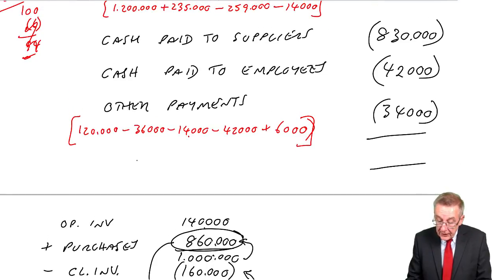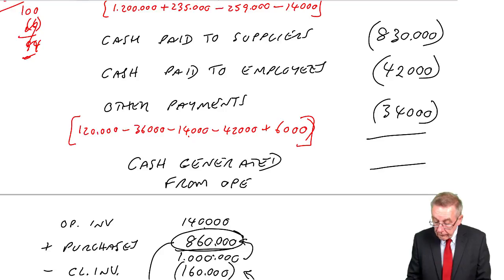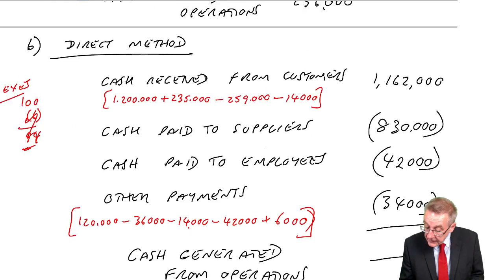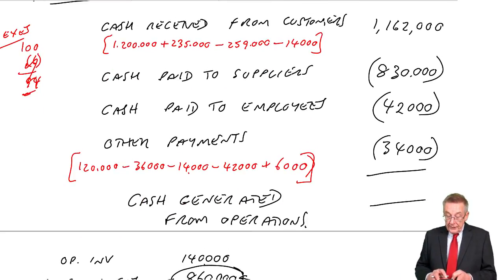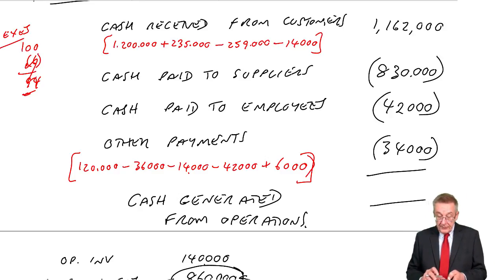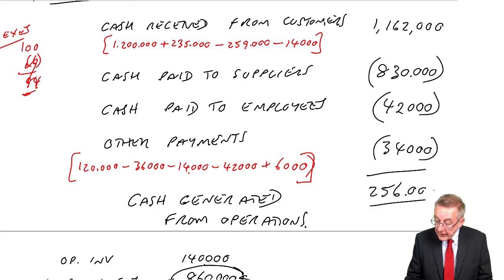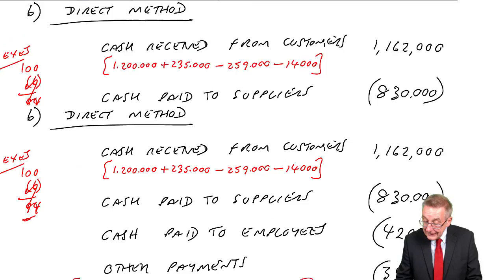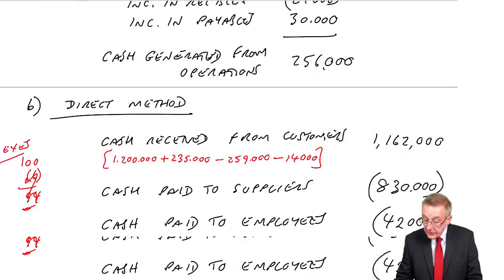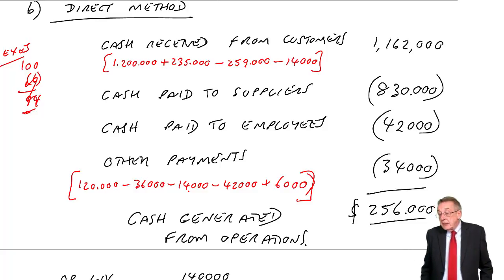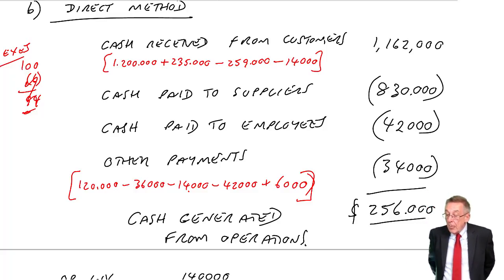And that should leave us with the cash generated again from operations. Let's check and let's hope it comes to the same. 1162 minus 830 minus 42 minus 34, 256,000. Is that what I got before? Yes, it is, 256,000. All right, now I went through that fairly quickly. I don't know if you find that easy or messy.